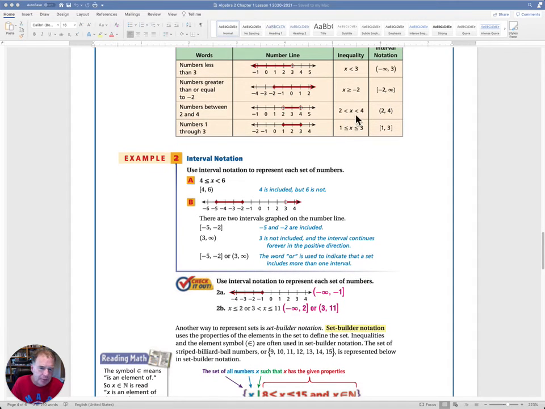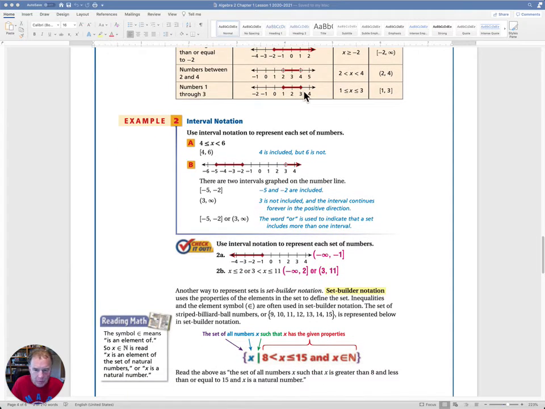Here are the numbers between 2 and 4. Open circles. There's no equal. And again, I'm not using brackets. I'm using parentheses. I'm not including the 2 or the 4. Here are the numbers between 1 and 3. I'm including the 1 and the 3. That's why they're equals. And that's why I'm using brackets on my interval.